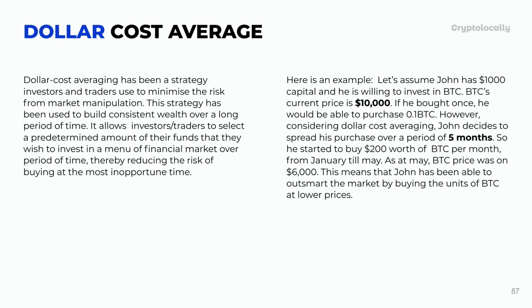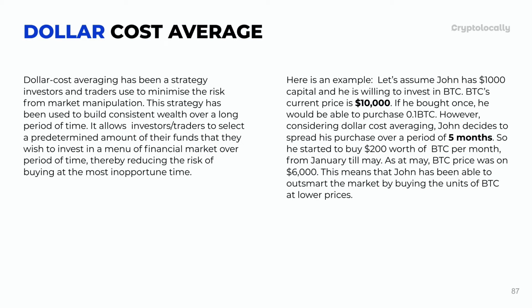So we are going to be spreading John's money out over a period of 5 months, right? So we have January, February, March, April, and May. Let's say we're going to be spending $200 per month investing in Bitcoin. So now we started with January. So we bought $200 worth of Bitcoin. February, we bought $200 worth of Bitcoin. We did the same thing in March, April, and May.